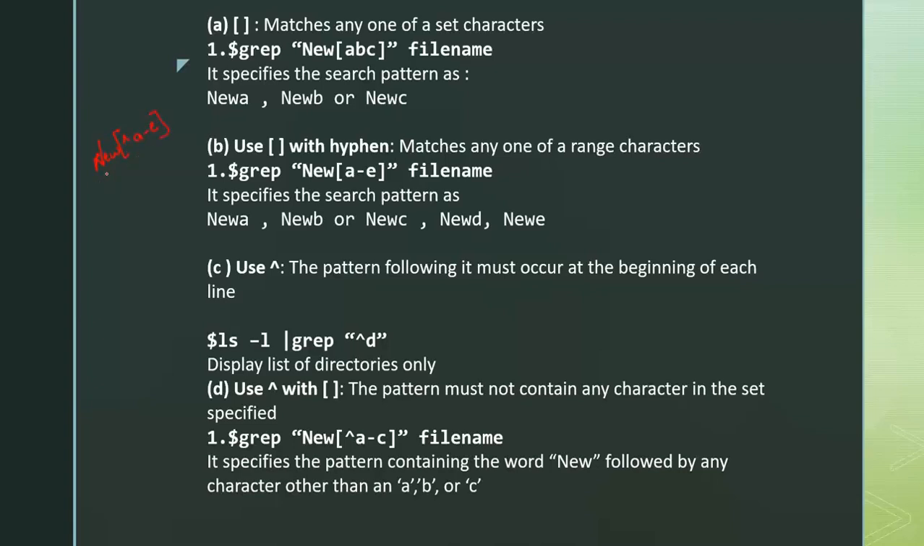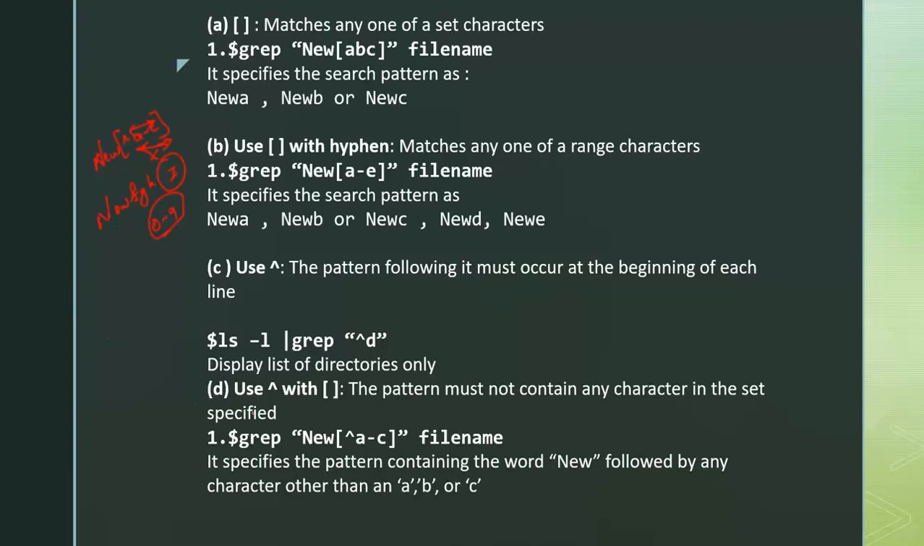in this case it is going to search for the word new, and after W, it cannot have A to E. Any characters between A to E should not be present. It can be F, G, H, I, J, K, L till Z, or any numbers between 0 to 9. Anything can be present except the characters A to E.